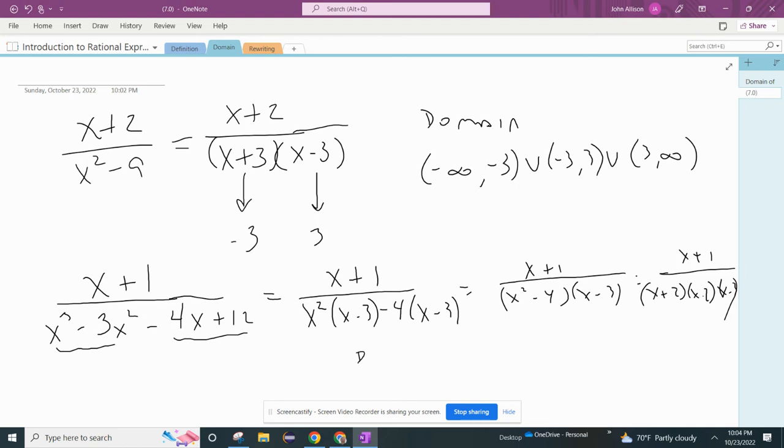So my domain is from negative infinity to negative 2, join with negative 2 to 2, join with 2 to infinity. And that's how we do domain.